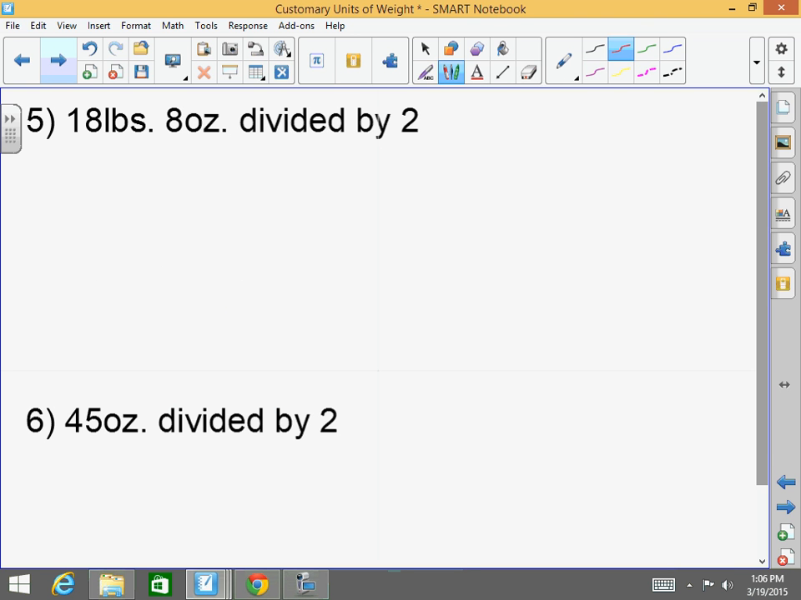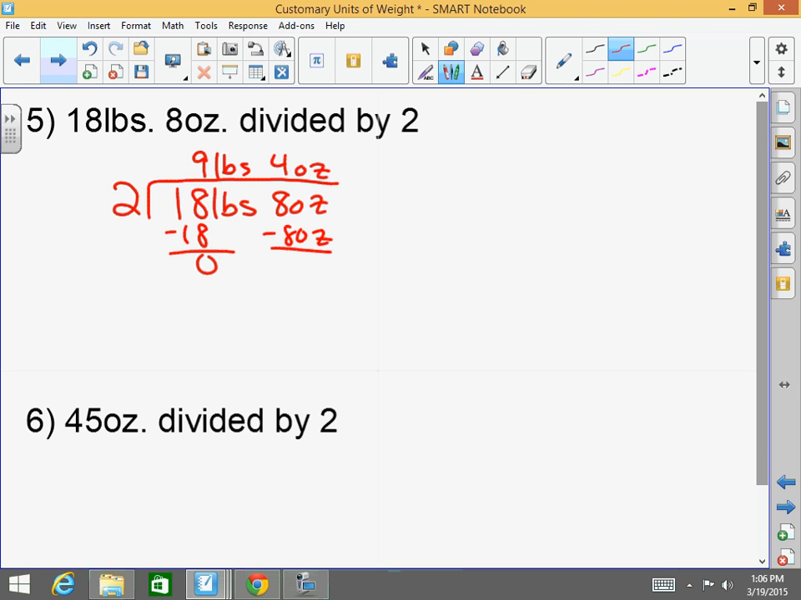Okay, 18 pounds, 8 ounces divided by 2. I'm going to put my 2 out here. 18 pounds, 8 ounces divided by 2. 2 goes into 18, that's 9 pounds with nothing left over. And then 4 ounces with nothing left over. Now, it's really simple when it goes in evenly. I'm going to show you now in number 6 what happens when it doesn't go in evenly.